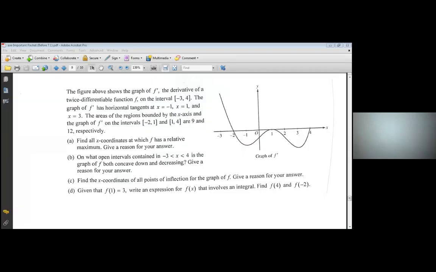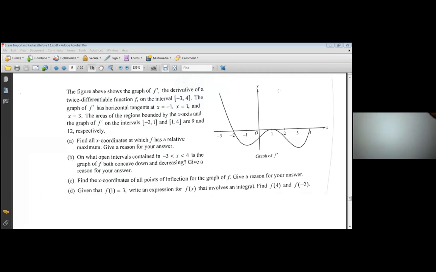Okay, so that all said, let's take a look at this problem and see what we got. It says in the figure above, we've got f prime. So immediately, first thing you see is, all right, I've got the graph of the derivative. That should sound familiar. We've done lots of work with that. It's the derivative of the twice differentiable function, and that's all math jargon. And it's from -3 to 4.